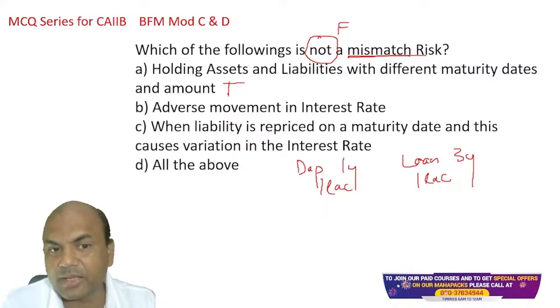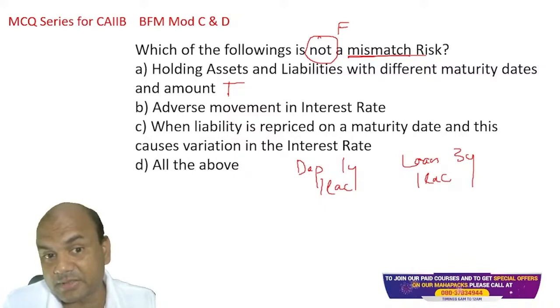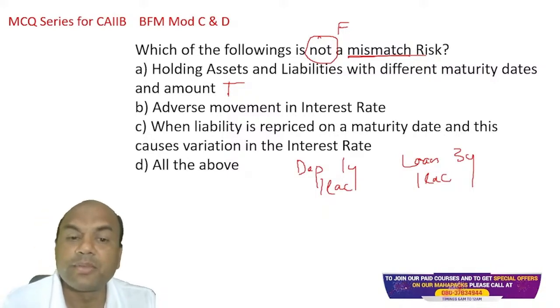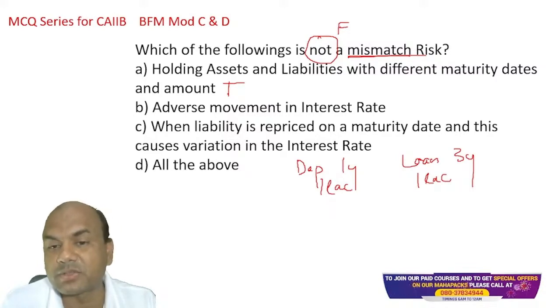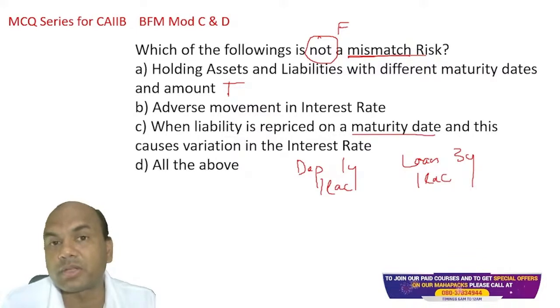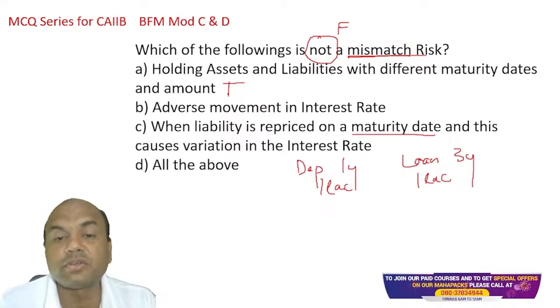Third one, let's see. B, keep it on hold because it can be the answer. When the liability is repriced on the maturity date and this causes variation in the interest rate. Now, is this the point? Liability is repriced on the maturity date. So repriced on the maturity date means what? For the bank, what is the liability? Liability is the deposit, right? So this deposit is repriced. If the deposit goes against my favor, if the deposit interest rate has increased, then there will be a mismatch between the interest rate of the loans as well as on the deposit. So my NIM will be affected.